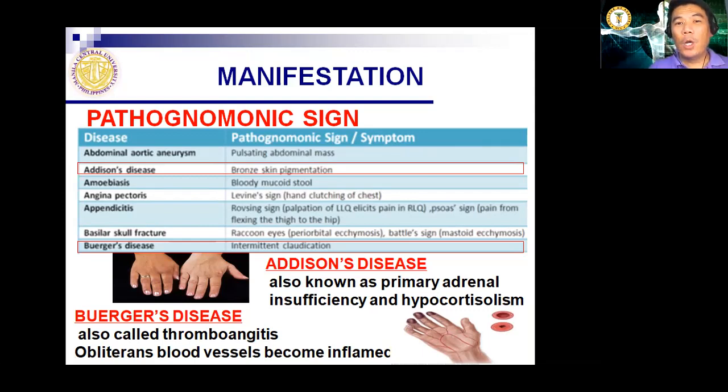Appendicitis, remember, Rovsing sign and psoas sign. Rovsing is in the palpation of the left lower quadrant, but it immediately elicits pain in the right lower quadrant. And we have the psoas sign when you flex the thigh to the hip and it causes pain.